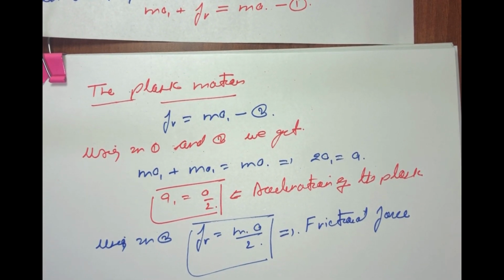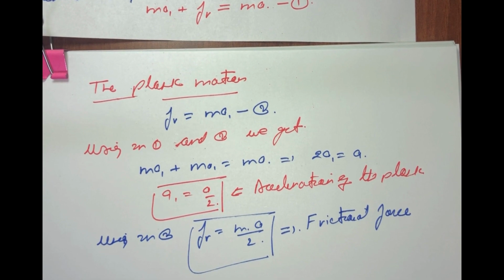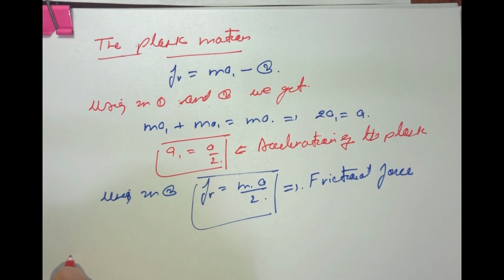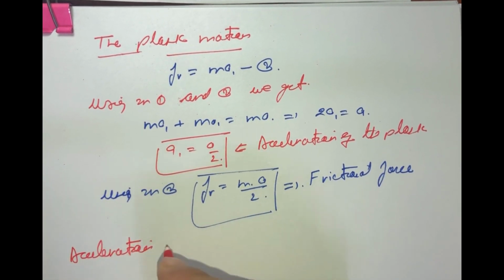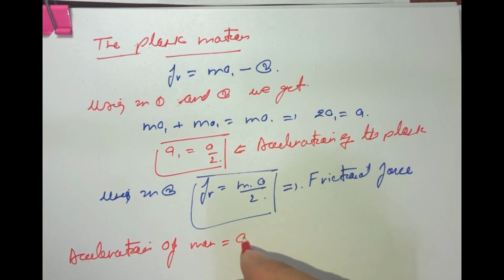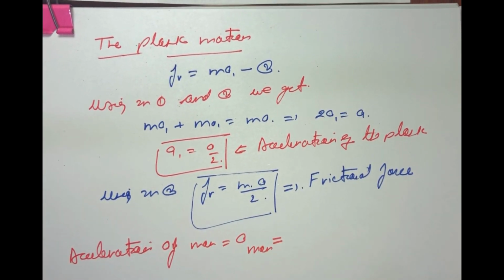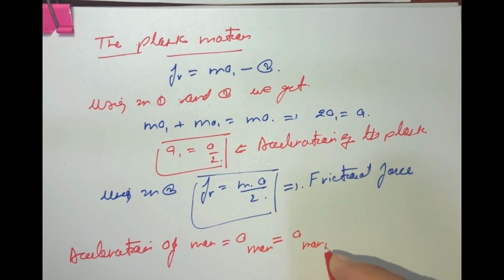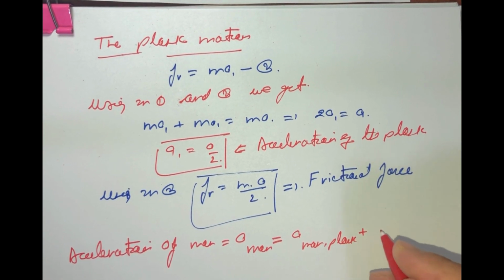And last, we are going to find out the acceleration for the man. Okay. So you can see the acceleration of man, let us call this as A man, will be equal to relative acceleration of man with respect to plank plus acceleration of the plank.